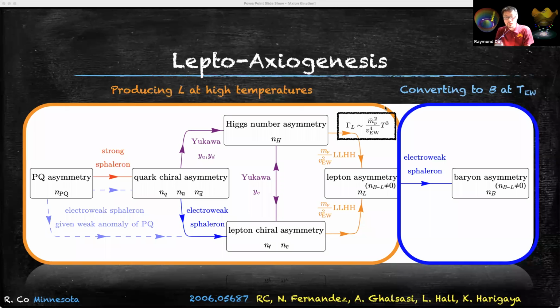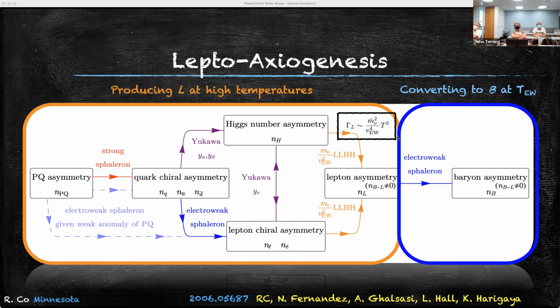What is qualitatively different in this scenario compared to the minimal axiogenesis scenario is that you can produce this lepton number at a very high temperature, and this B minus L does not get washed out by the standard model electroweak sphaleron. So these two boxes here can happen at different times. You don't need to have them, for example, in equilibrium simultaneously.